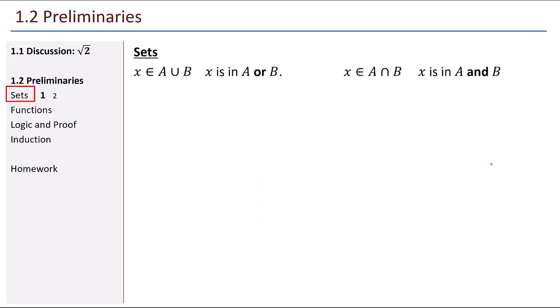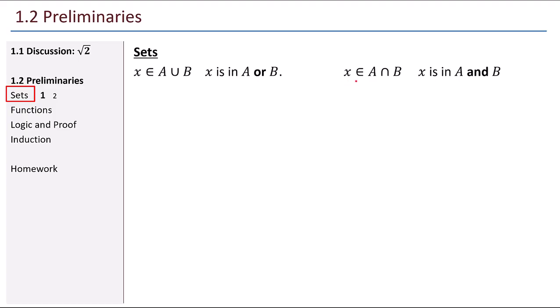Let's talk about sets. I can write something like this. This notation means X is an element of A union B. The fact that I'm doing a union implies that A and B are sets, and that means that X is in set A or set B.